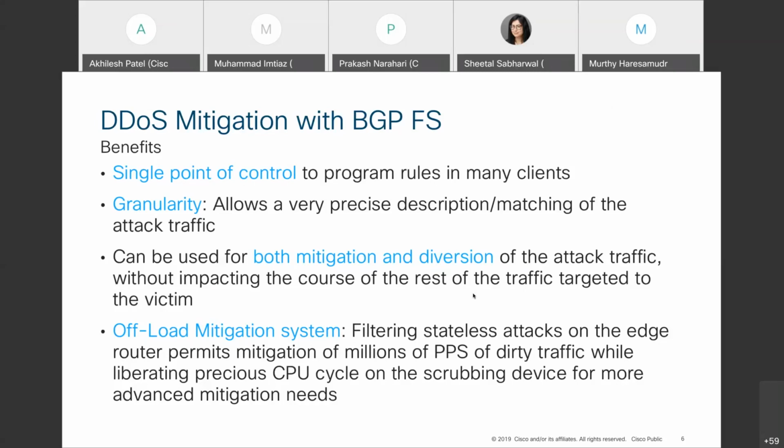So let's say even if they have 10 of those peering points, you will have to configure at least 10 routers. So using the BGP flow spec, one center point, you configure those rules and just use BGP in order to get those updates to those 10 entry points.